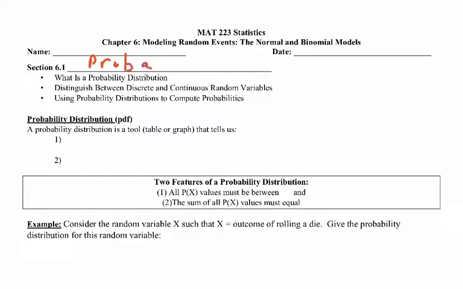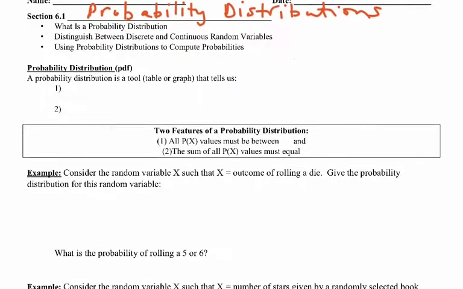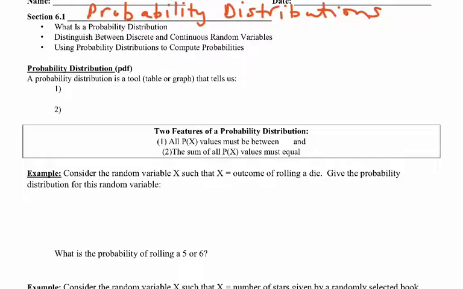So let's write that down. That's actually the name of the section, probability distribution. So a probability distribution gives us a way to look at all the different outcomes or scenarios that are possible with a given random event, and then look at the probabilities that are associated with each of those outcomes. So this line right here says a probability distribution, sometimes we call that a PDF, is a tool, and it can either be a table or a graph, and it tells us those two things.